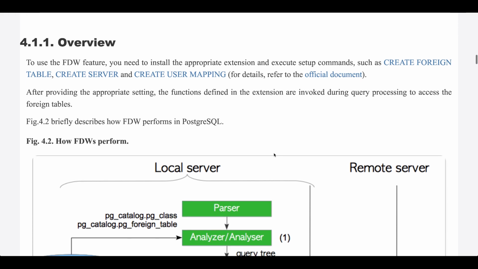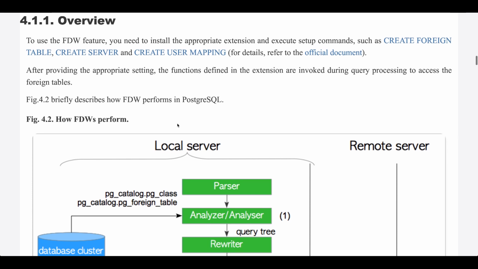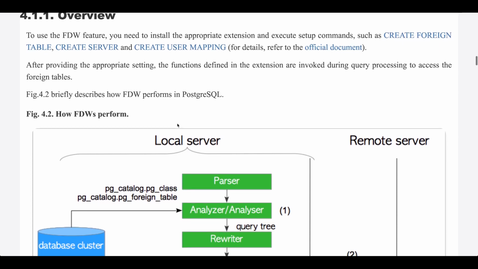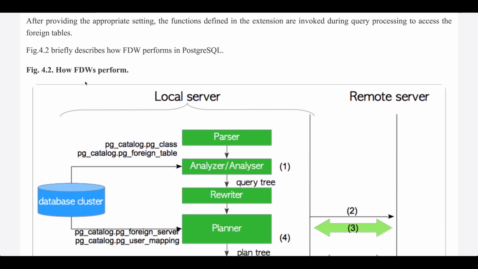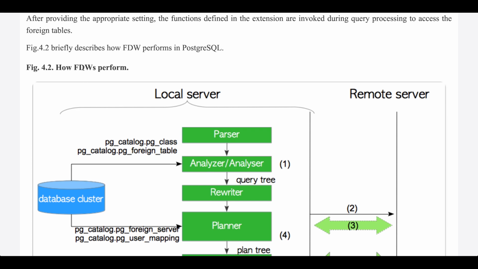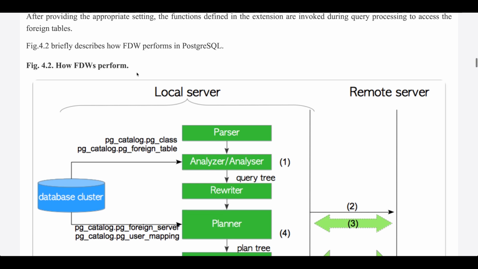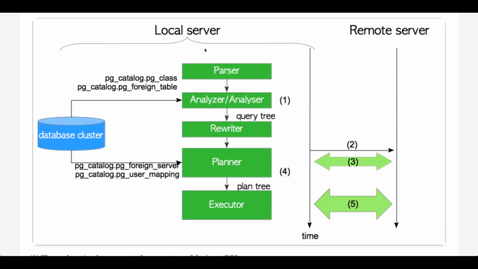4.1.1 Overview. To use the FDW feature, you need to install the appropriate extension and execute setup commands such as create foreign table, create server, and create user mapping. After providing the appropriate settings, the functions defined in the extension are invoked during query processing to access the foreign tables. Figure 4.2. How foreign data wrappers perform. A local server, and you have a remote server: parser, analyzer, rewriter, planner, executor.